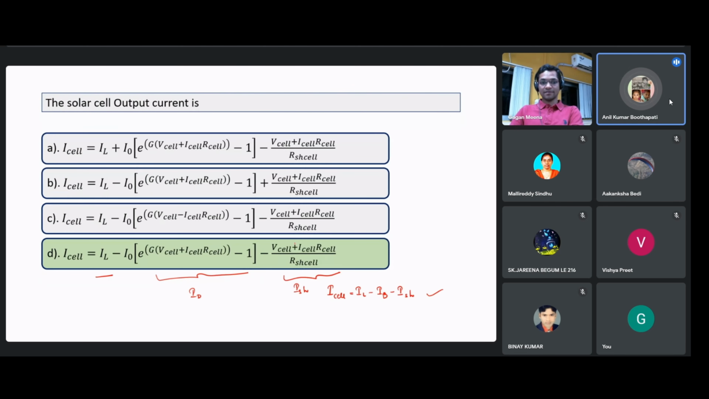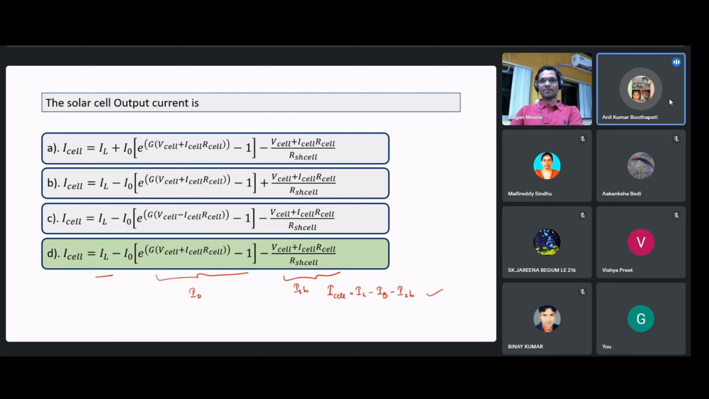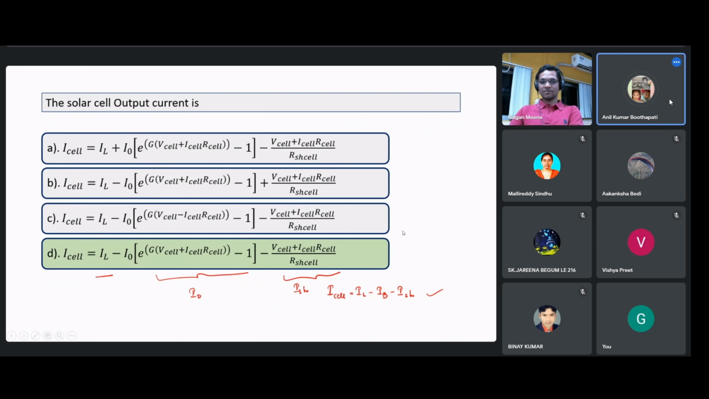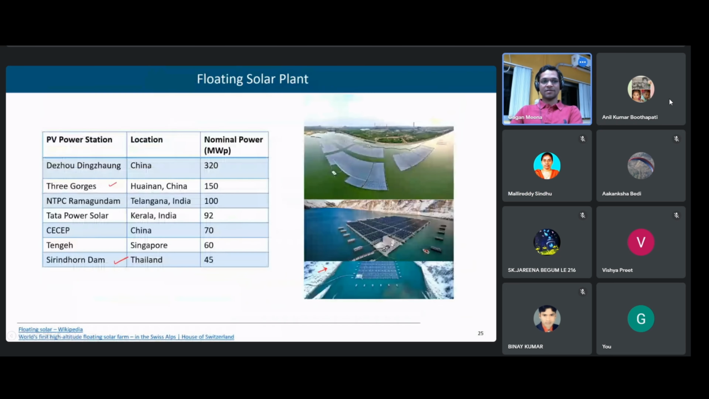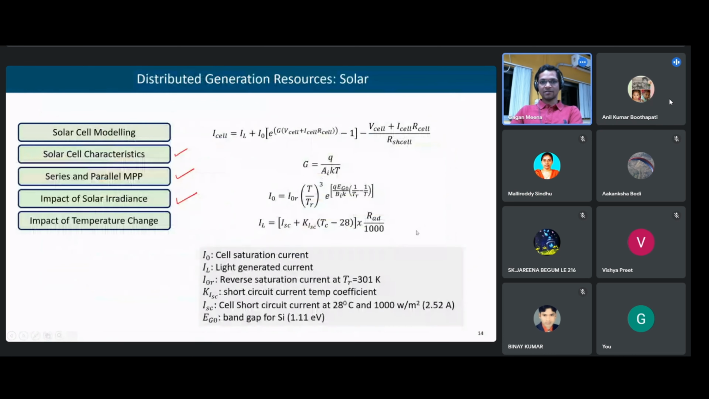But in the slide it is showing answer A, sir. Oh, it is showing D. In the starting of the slide, you have written that I cell is equal to IL plus ID. In the first slide, sir. Here, sir. Oh, sorry. Starting. This should be minus. I will correct this.